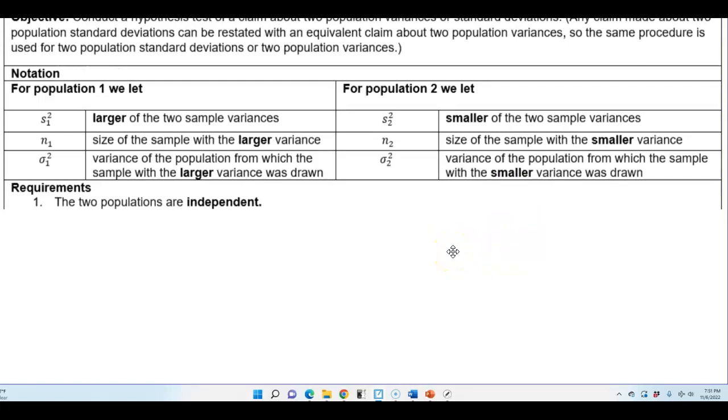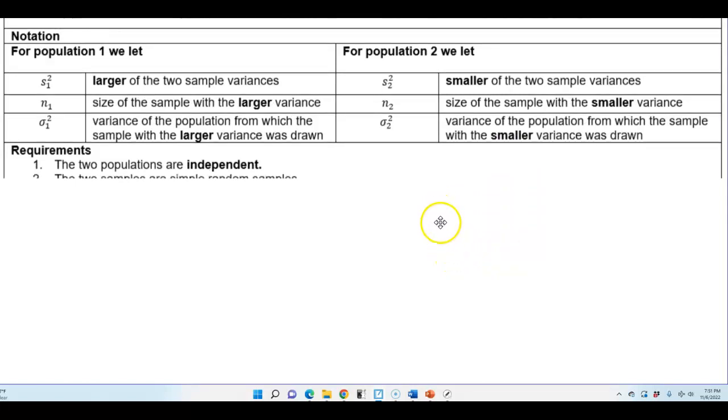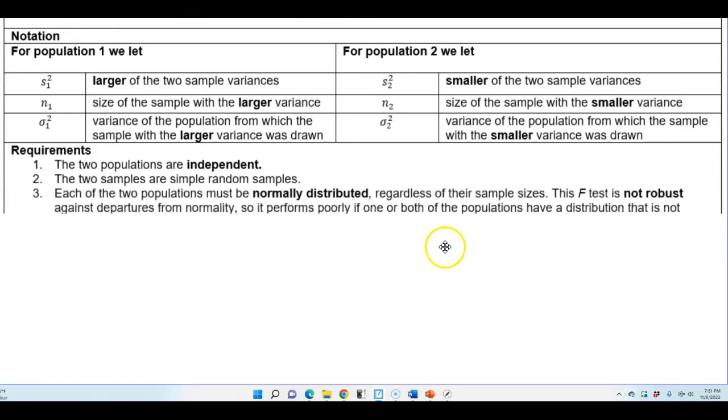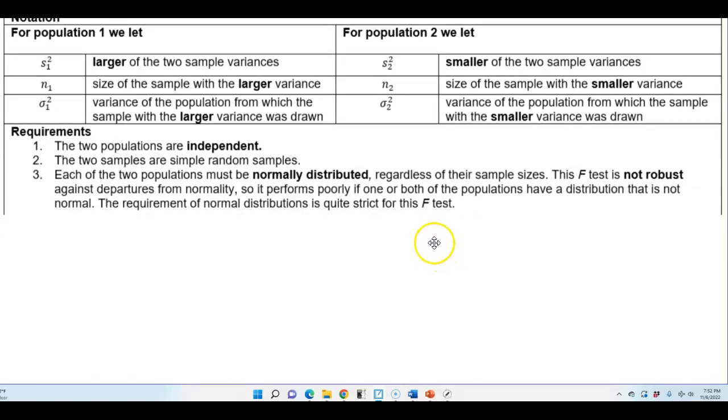Requirements. Number 1, the two populations are independent. Number 2, the two samples are simple random samples. Number 3, each of the two populations must be normally distributed, regardless of their sample sizes. This F-test is not robust against any departures from normality, so it performs poorly if one or both of the populations have a distribution that is not normal. The requirement of normal distributions is quite strict for this F-test.